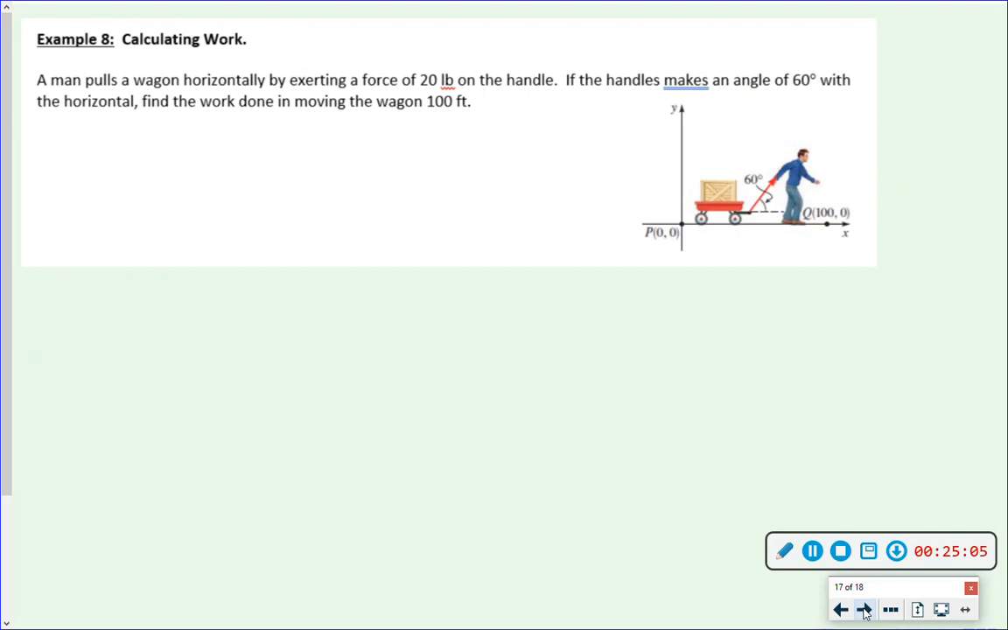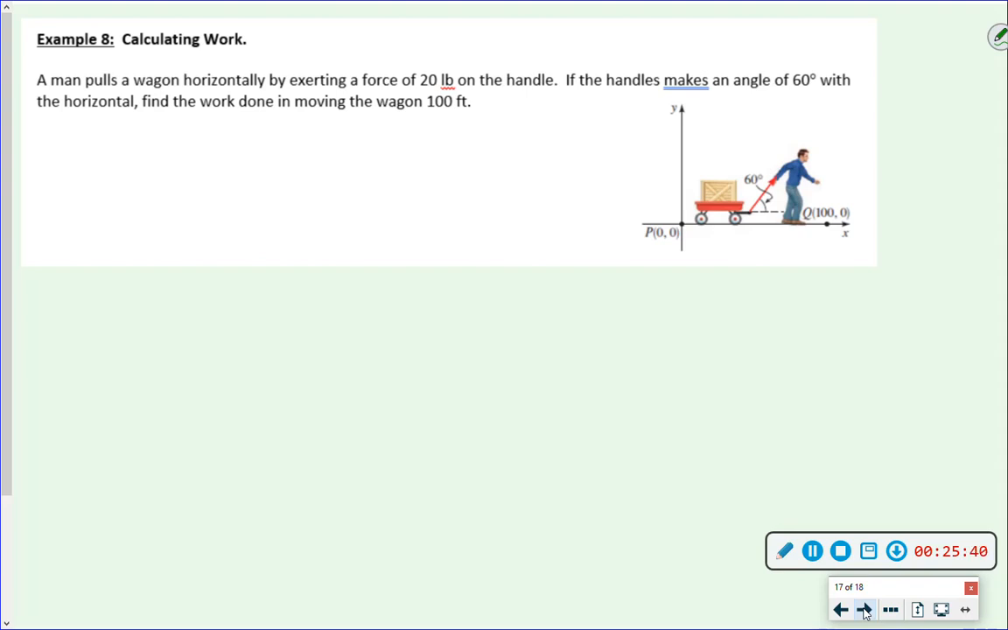All right, I like this little guy, he's towing the wagon. A man pulls a wagon horizontally. This is a little better one to show you with the foot and the pounds. So a force of 20 pounds on the handle. He's pulling the wagon with a 20-pound force on the handle. The handle makes a 60-degree angle with the horizontal. Find the work done in moving the wagon 100 feet. So 100 feet for your distance, 20 pounds of force. That's that foot-pound label that we're really going to look at.